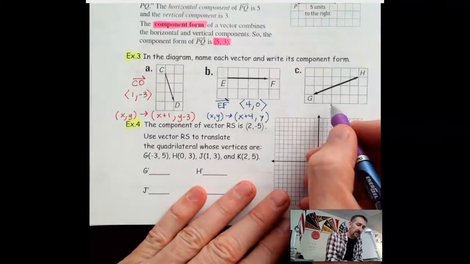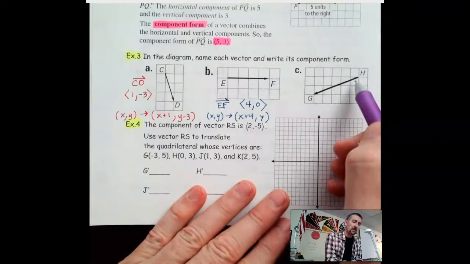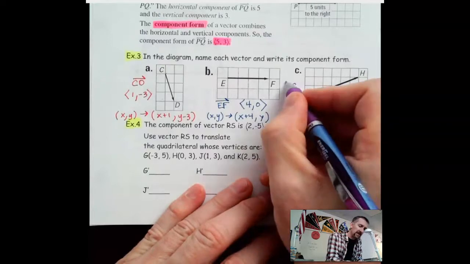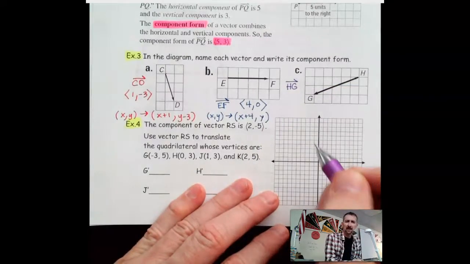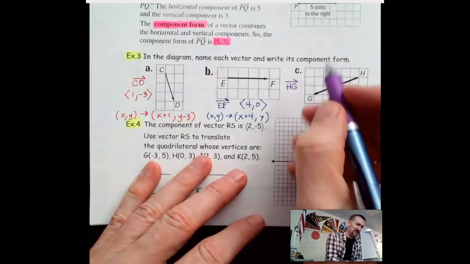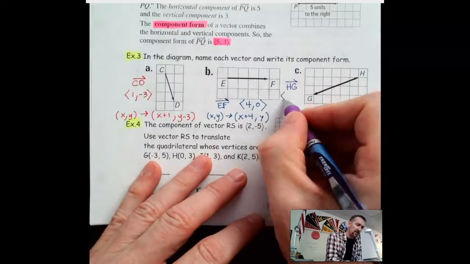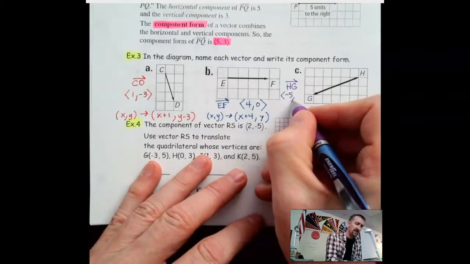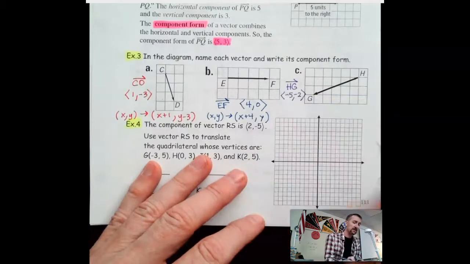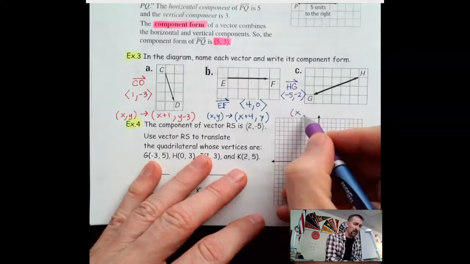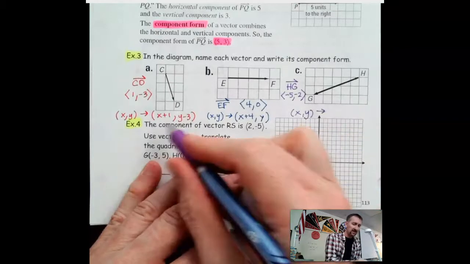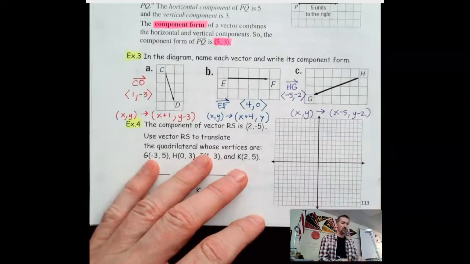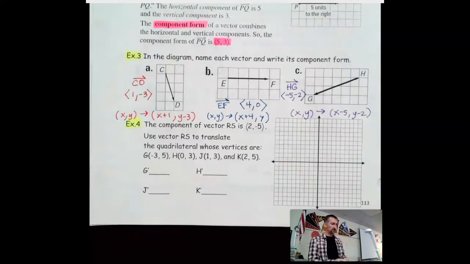And next one here, the arrow's at G, so it's H to G. So vector HG with a half arrowhead on top there. Component form is going 1, 2, 3, 4, 5 to the left, so that's negative 5. It's going down 2, so that's negative 2. I want to do this one more time. It did not ask for this on the end here. We're just going over it. So it's X minus 5, Y minus 2.